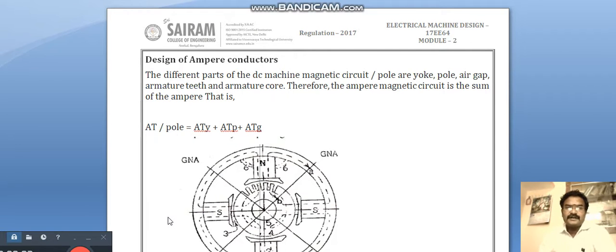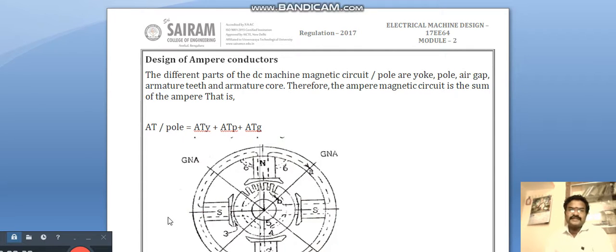Hi to all. In this video, we are going to see about design of ampere conductors. Ampere conductors are nothing but the conductors which will be wound in the DC machine, and how they will generate the magnetic circuit. These are the things we are going to see in this design of ampere conductors.